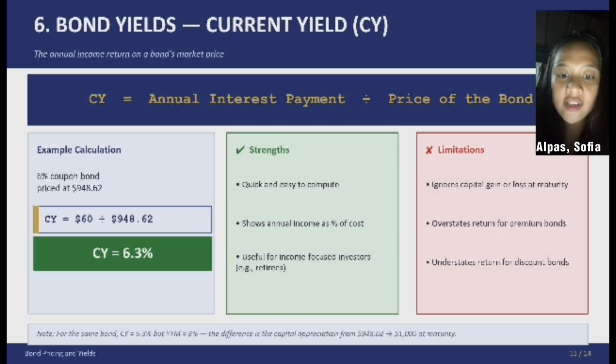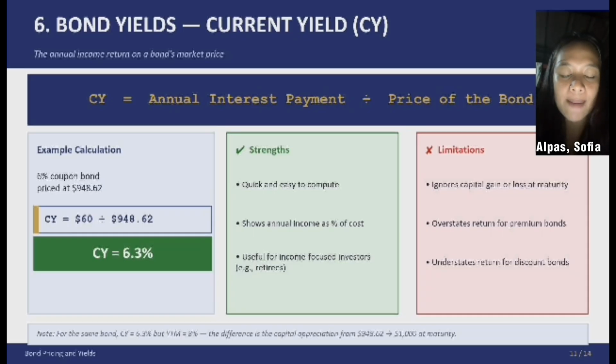However, current yield also has limitations. It ignores capital gain or loss at maturity. It may overstate returns from premium bonds and understate returns for discount bonds. That is why investors also use yield to maturity, or YTM, which gives a more complete measure of return.